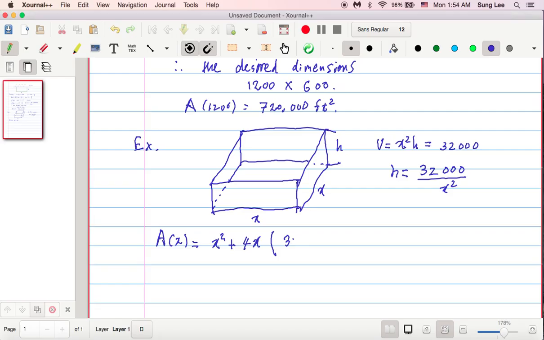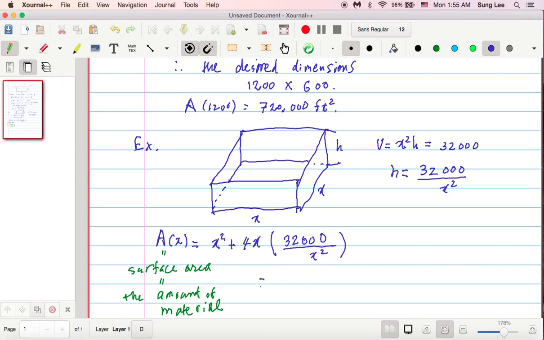32,000 divided by x squared. So this one here is the surface area, which is also the same as the amount of material used to make this box.